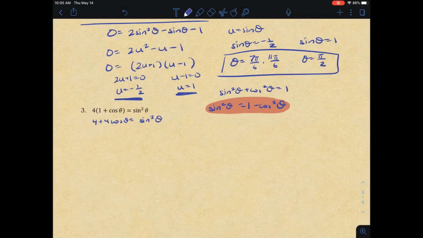And so what I'm going to do next is just make that substitution. Keep the left side the same. I see this sine squared. I can replace it with 1 minus cosine squared of theta. And then from here, I'm going to move everything to one side. And if I do that carefully, I'll get something like this.